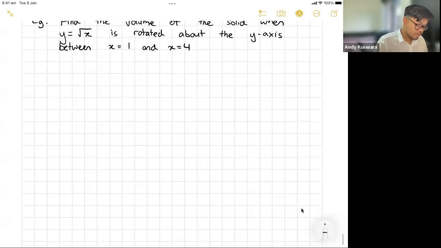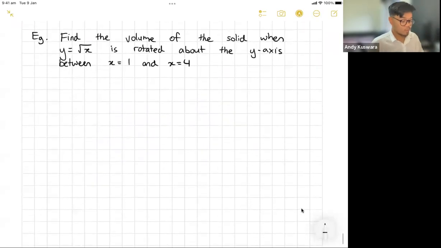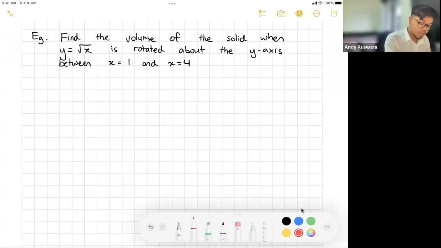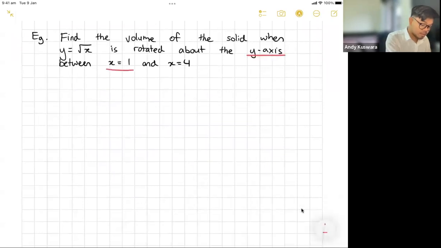Yep. Okay. Let's do one. Find the volume of the solid when y equals root x is rotated about the y-axis between x equals 1 and x equals 4. Now, rotate it around the y-axis, but take a look here: x equals 1, x equals 4, and I've even got something in terms of y. Okay, so that's not what I want. But regardless, let's take a look here anyway.